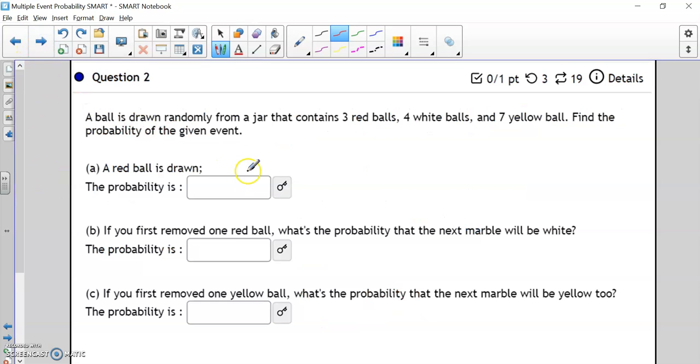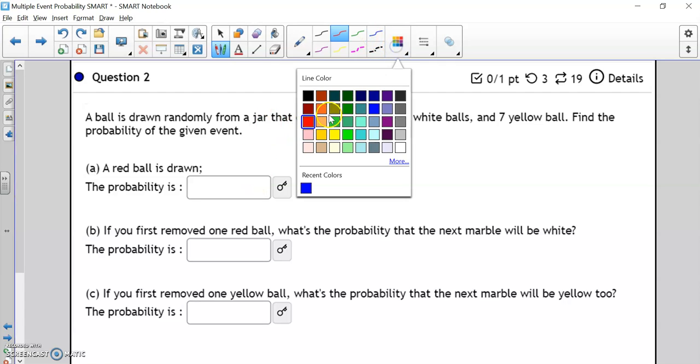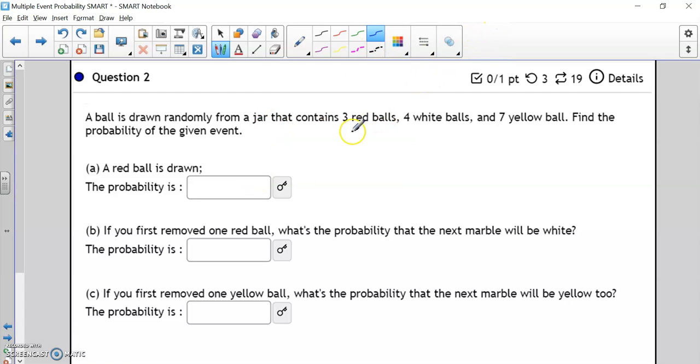All right, on to number 2. Let's say we have a jar that has 3 red balls, 4 white balls, 7 yellow balls, and we want to find all of these different separate probabilities. So let's start with finding the total number of balls. That's, again, always a good first step. So we've got 3 plus 4 plus 7. I just added all of the balls together, and this gives me a total of 14. So we have 14 balls in there to begin with.